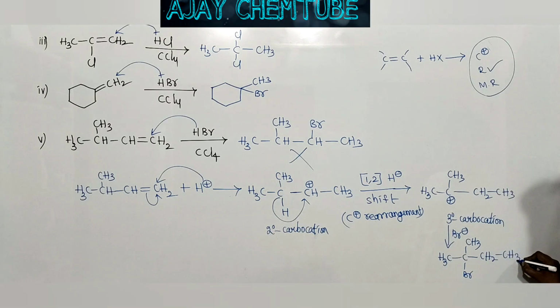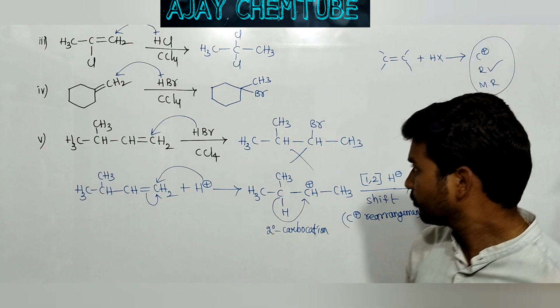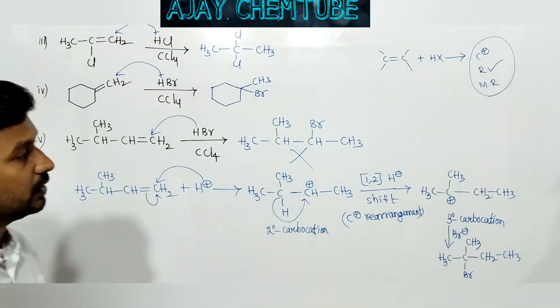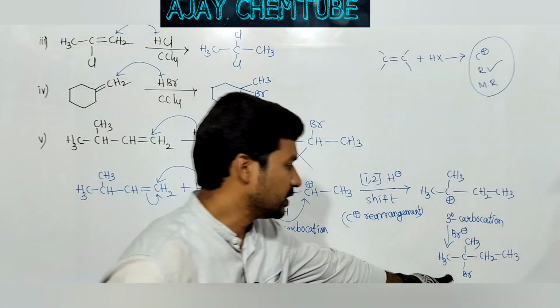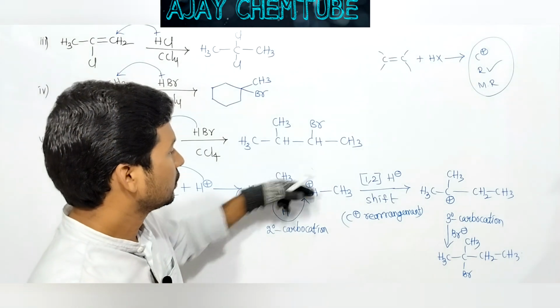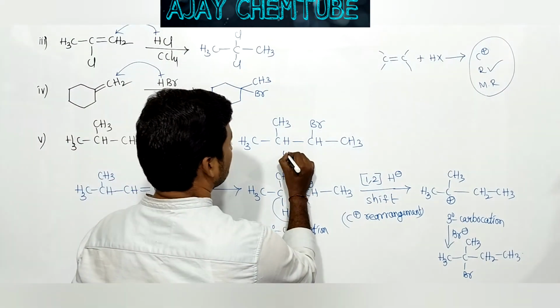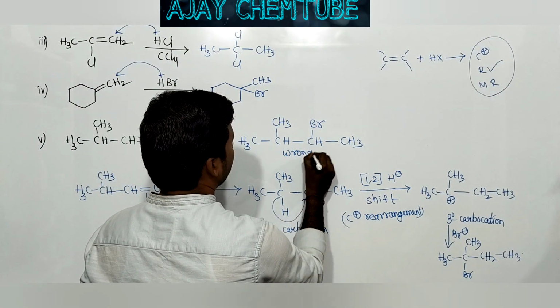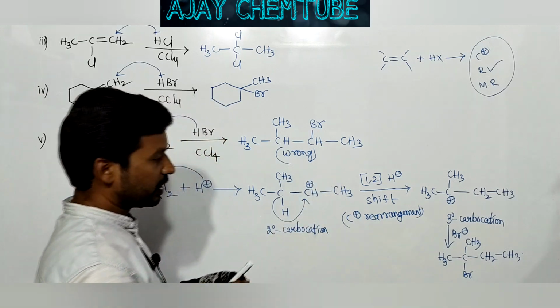The product is like this. So this is the product. This is not, this is wrong. Okay, so this is what? Wrong product. That means rearrangement of carbocation is involved here.